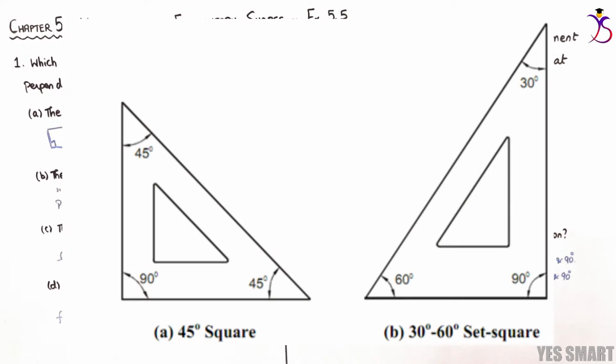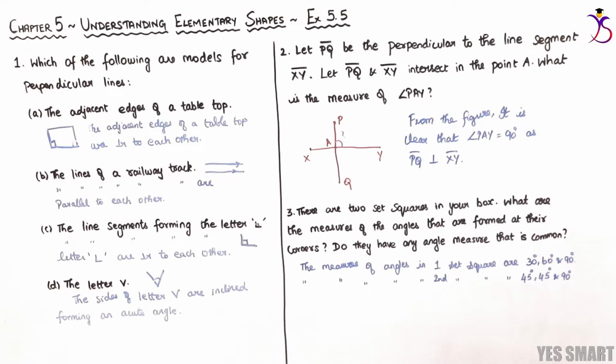However, the sum of all the angles inside a triangle is 180 degrees. So that is the concept. And these are the measures of two different set squares. Let me just draw a rough diagram of it. So this side we have 30, 60 and 90.